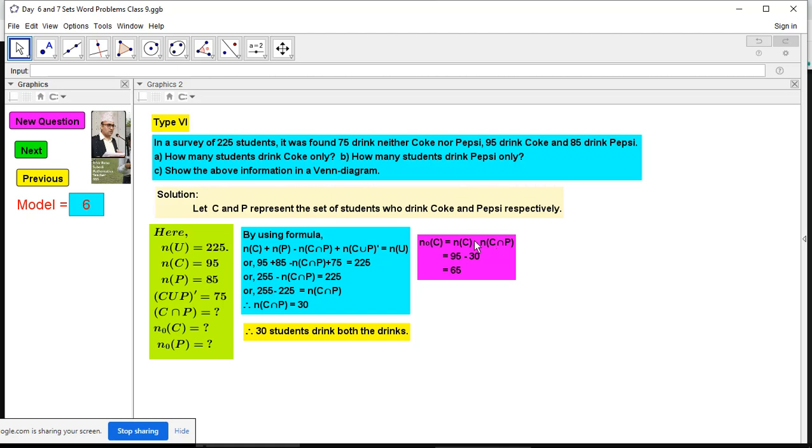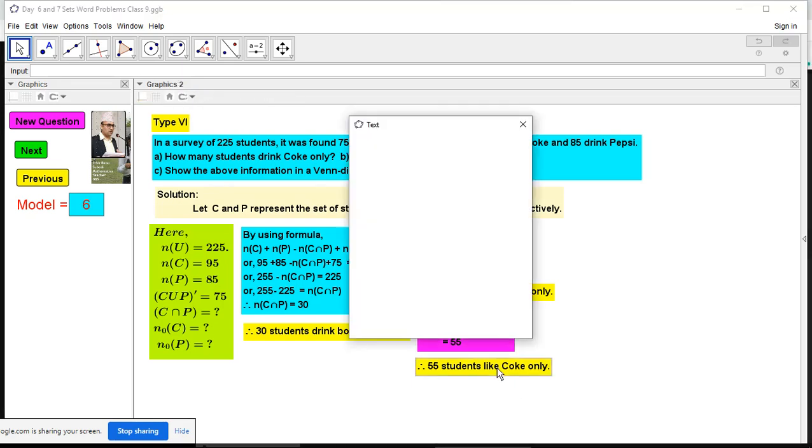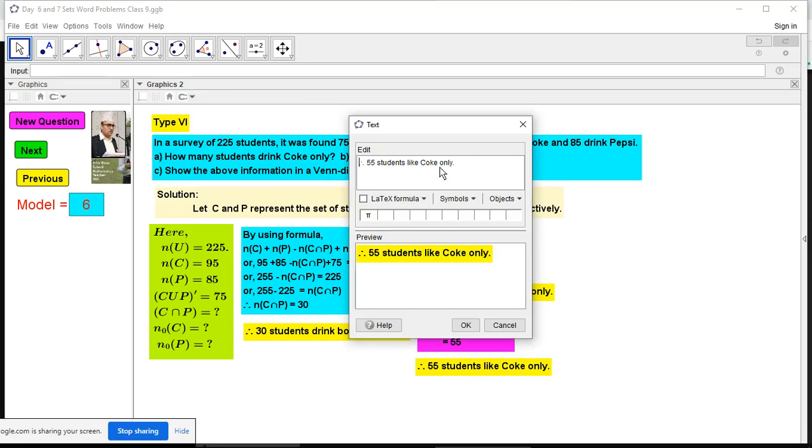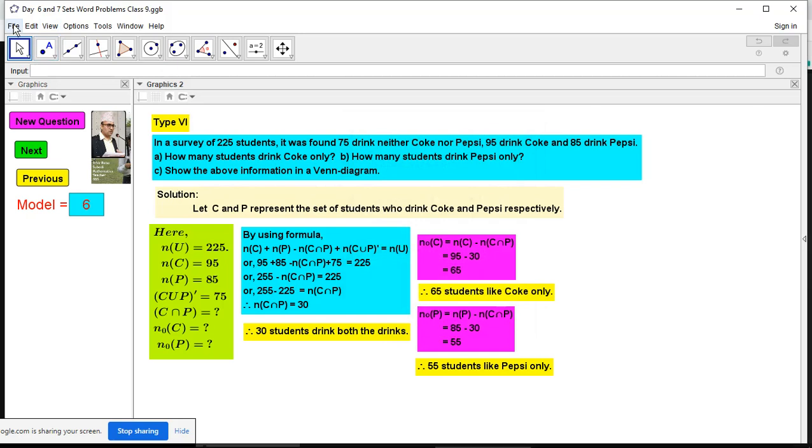Now I will show you number of only C equals number of C minus number of C intersection P. Thank you, dear students, for your response. So here we have to use this formula as well. Number of C minus number of C intersection P. 95 minus 30 is 65. 65 students like Coke only, and 55 students Coke only. The down one is which one? Pepsi only. Here not Coke, this is Pepsi. Dear students, yes.